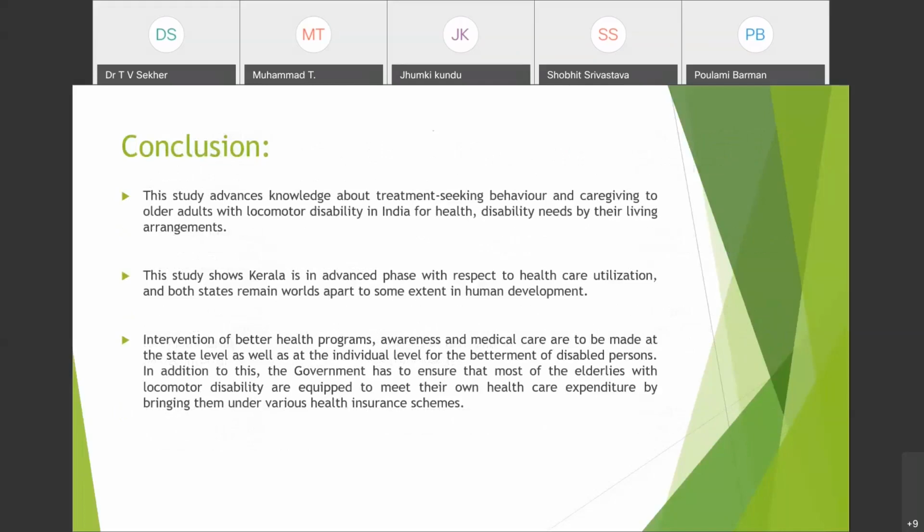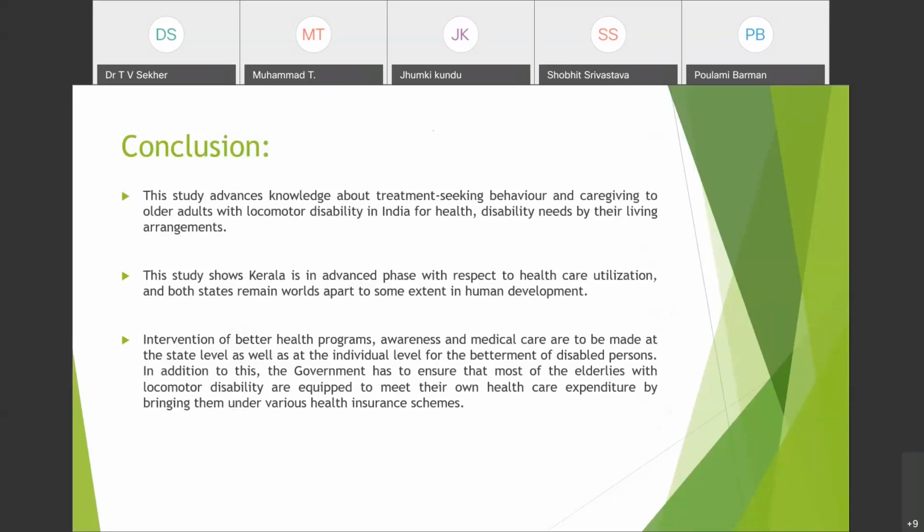Now, the strength of this study is that it shows Kerala is in an advanced phase with respect to healthcare utilization, and it advances the knowledge about treatment-seeking behavior and caregiving to older adults with locomotor disability using a national level data set. In this study, the pattern of treatment-seeking behavior is in the expected direction as India is entering the advanced phase of health transition and demographic aging.